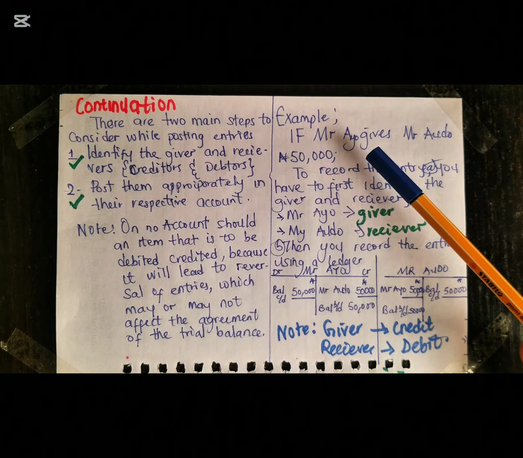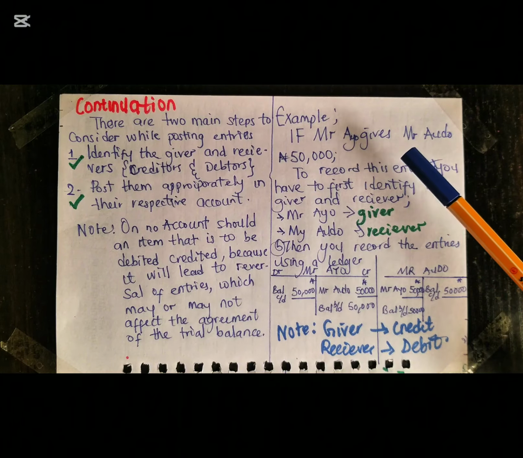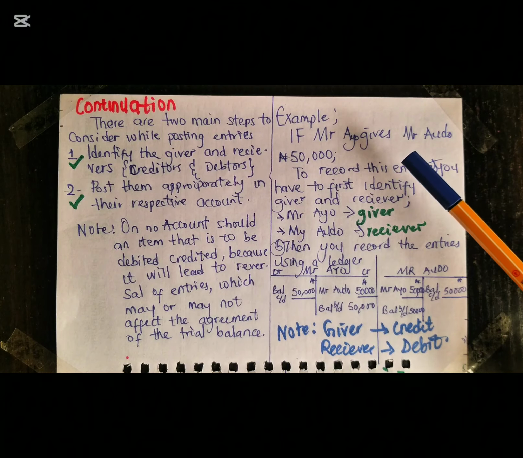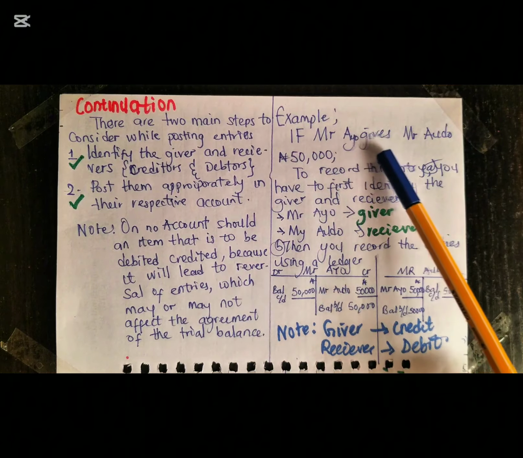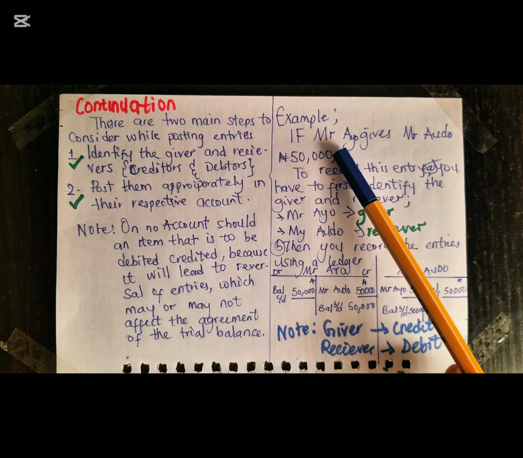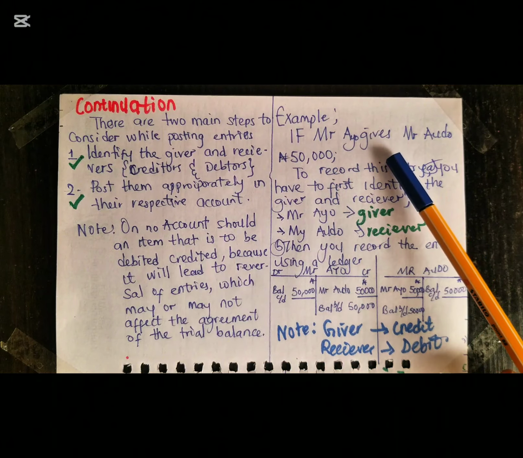I used that example in our first class. I said if, for example, you give your sister a shoe, who is giving the shoe? You are giving the shoe. Who is receiving the shoe? Your sister is receiving the shoe. So that's how it is here. Mr. Ayo is giving Mr. Aldo, so Mr. Aldo is receiving the money, and Mr. Ayo is giving the money, right?